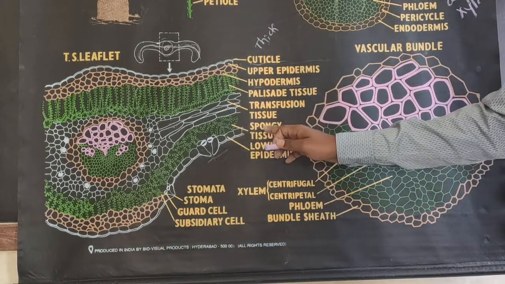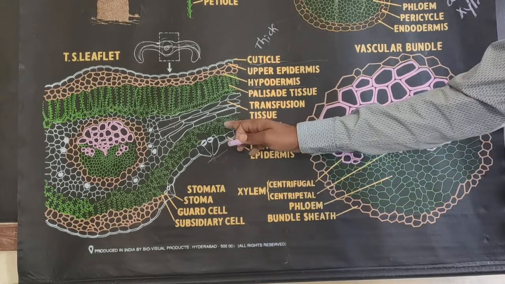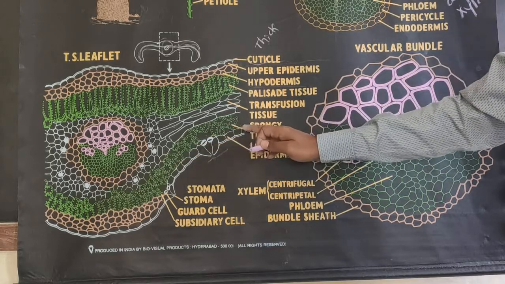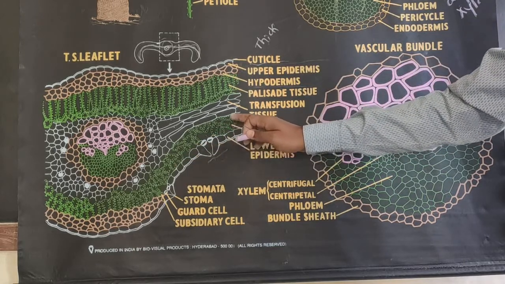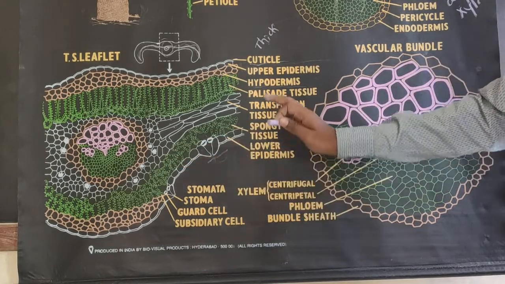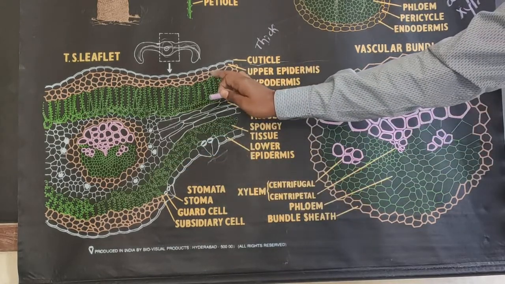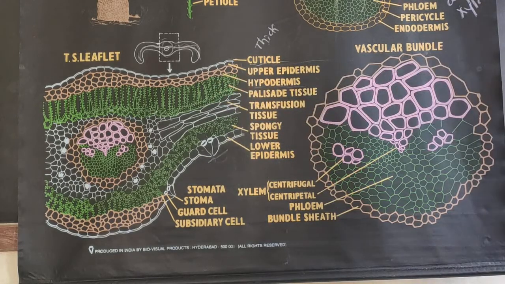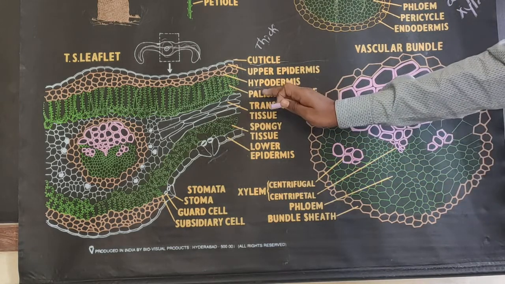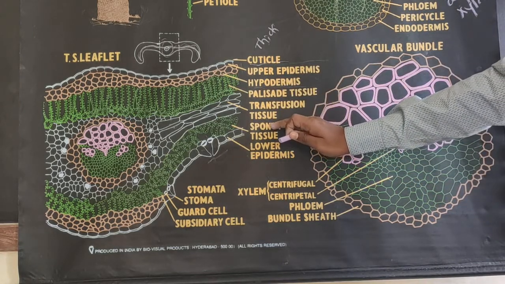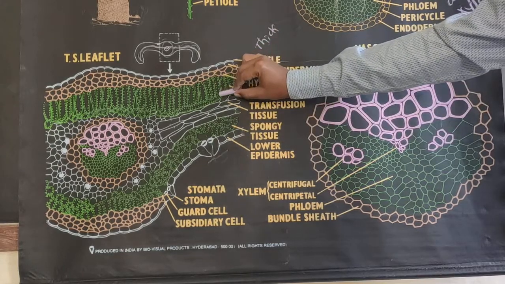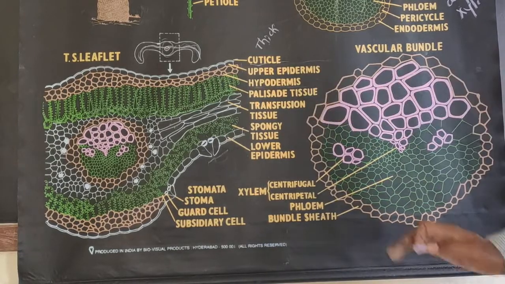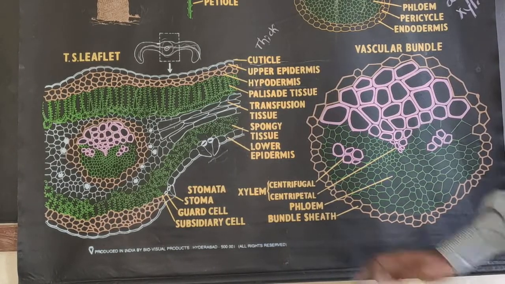And if you look at the spongy parenchyma, they have an oval shape and they are loosely arranged. But the palisade parenchyma are single layered and elongated tube-like. And both the palisade and spongy parenchyma consist of chloroplasts. So these green dots are nothing but the chloroplasts.